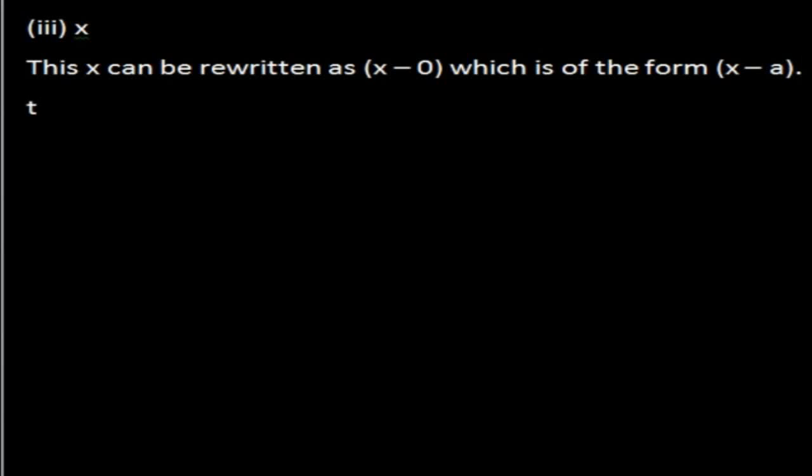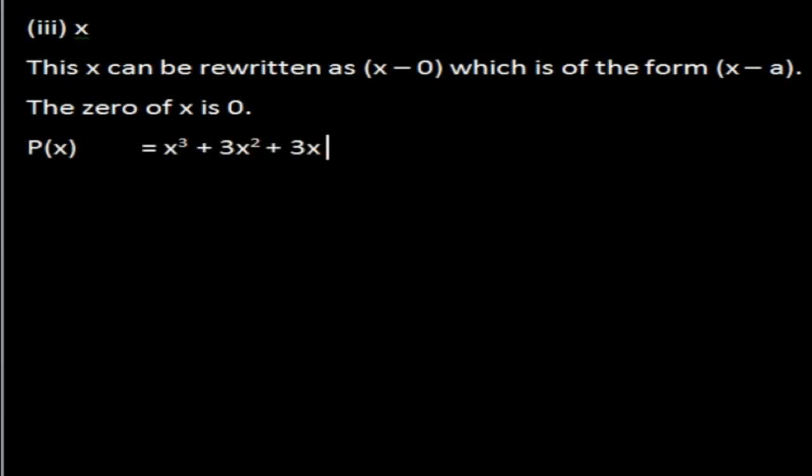So the zero of x is 0. When we equate x minus 0 equal to 0, we get x equal to 0. And what is the given polynomial for this problem? Its p of x is x cube plus 3x square plus 3x plus 1.